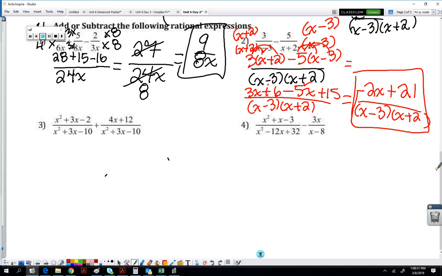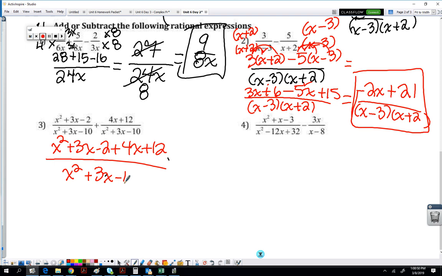If you notice, I have the same LCD already, okay? It's the same thing. So what you can do is just add the tops together. You can write it as one fraction. And we're lucky that it's a positive here, so we don't have to worry about changing the signs. All right. Now, before we actually combine like terms, I definitely recommend that you factor. Actually, we can do a little bit of both. I can combine my tops. So I got x squared plus 7x plus 12. And the bottom, I got x plus 5 times x minus 2.